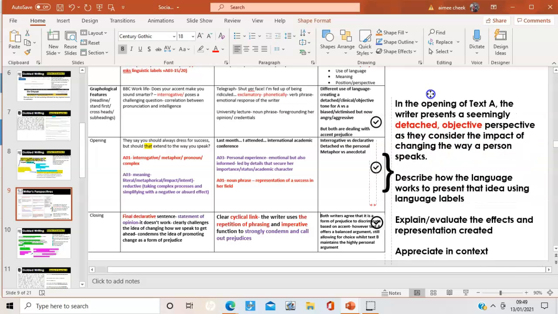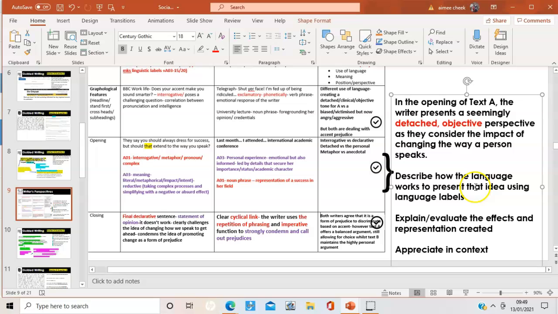It then challenges me to describe how the language works to present that idea using language labels. Because we've planned this, I've already got some notes here. I can talk about the use of the interrogative. I could talk about the use of the pronoun you. Although it wasn't one initially, there's lovely repetition of the modal should. They say, and who's this they as well? There's so much here from a linguistic point of view that interests me. If I was in an exam, I might be going down a rabbit hole. Where do I start? What do I do?